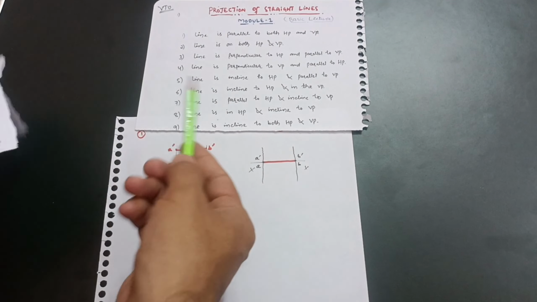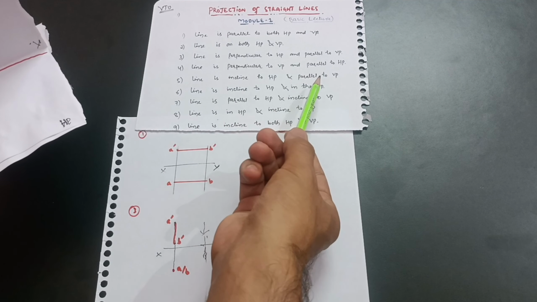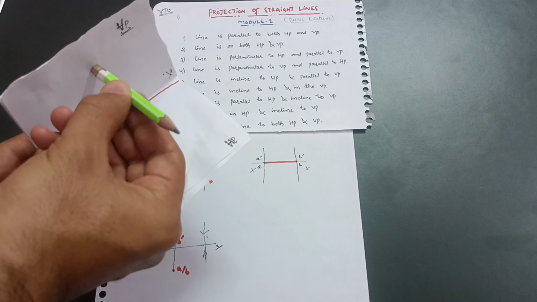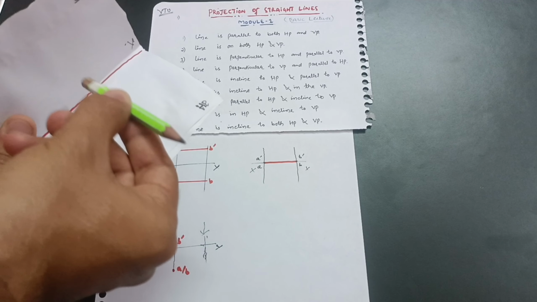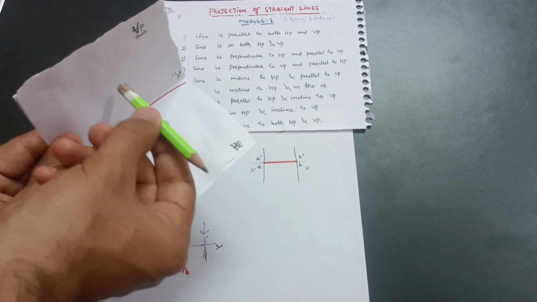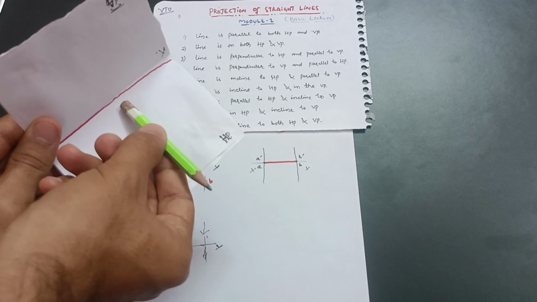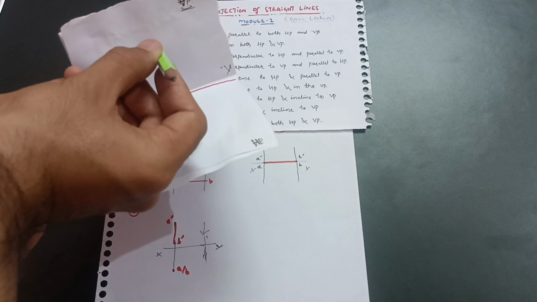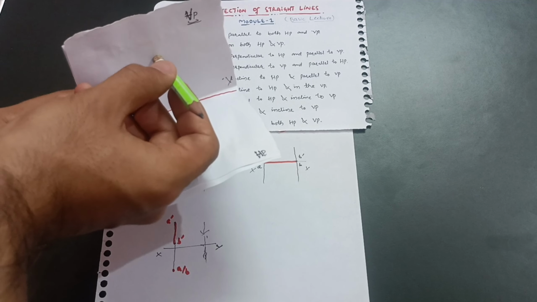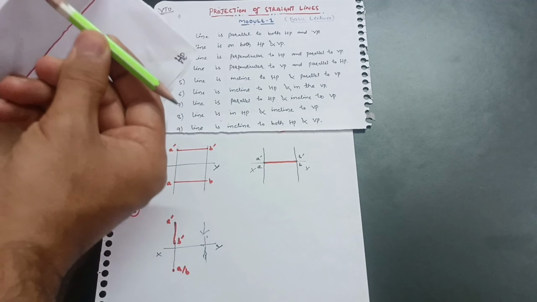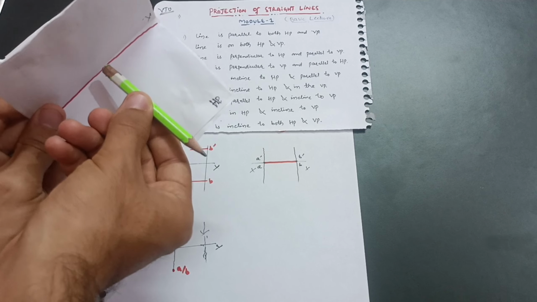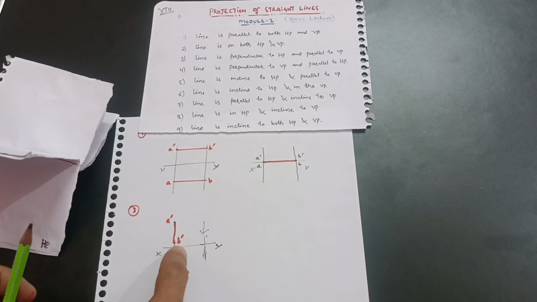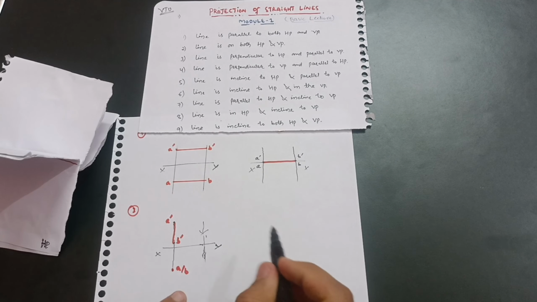Let's understand first. The line is perpendicular to VP and parallel to HP. So this will be the case in the 3D model. Line is perpendicular to VP and parallel to HP, right? I hope it is clear to you people. Now what is its front view? When you are observing from the front, it will be a point in the front view. When you are observing from the top, it will be a line on the HP. So its top view becomes the line and front view becomes the point, right? It is totally the opposite of the third case. So let us draw it.